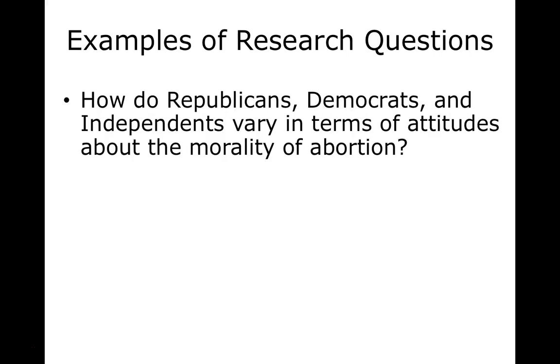So as we think about what kinds of questions are appropriate for ANOVAs, your book obviously has the chart, and there are various other charts available online as to which kinds of tests you use in which situations. The kinds of questions that are appropriate for testing via an ANOVA are things like, how do Republicans, Democrats, and independents vary in terms of attitudes about the morality of abortion? So this would be a situation in which we would be looking at mean differences, so the mean on this dependent variable, attitudes about abortion.